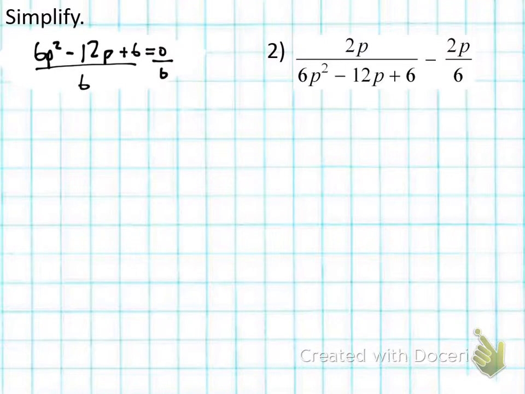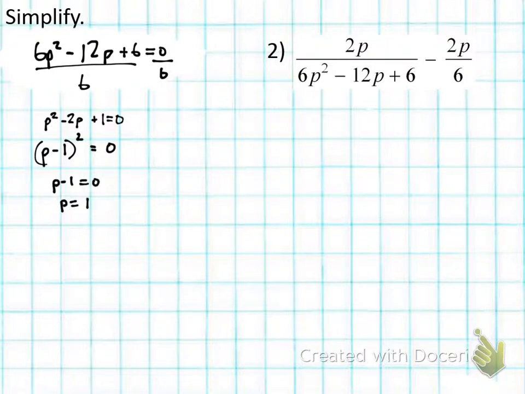6p squared divided by 6 is going to be p squared. Negative 12p divided by 6 is negative 2p. 6 divided by 6 is 1. And 0 divided by 6 is 0. You see how much simpler that looks now? Now we just do a simple x box problem. You can even do this in your head. You could find out p minus 1 squared is equal to 0. Therefore, p can equal 1. That's your excluded value. So that's just a side problem.